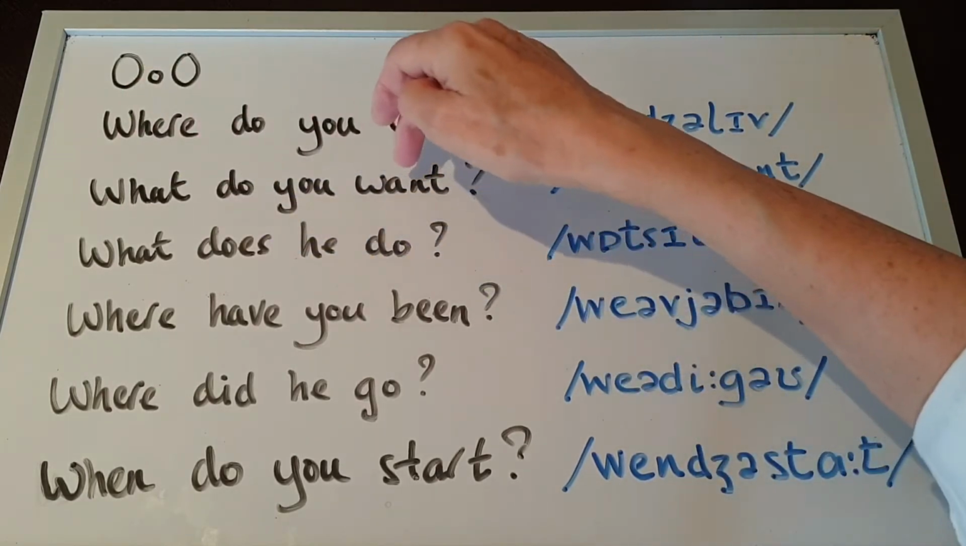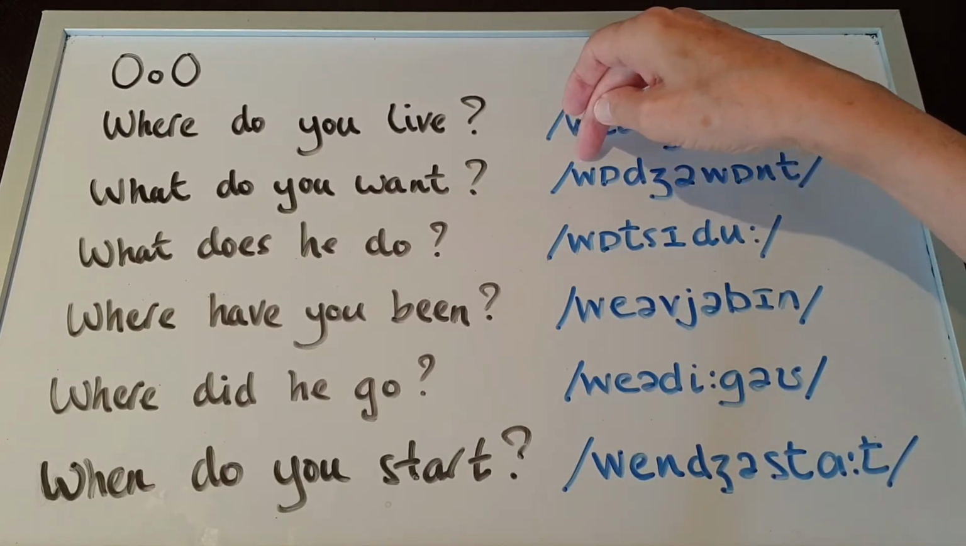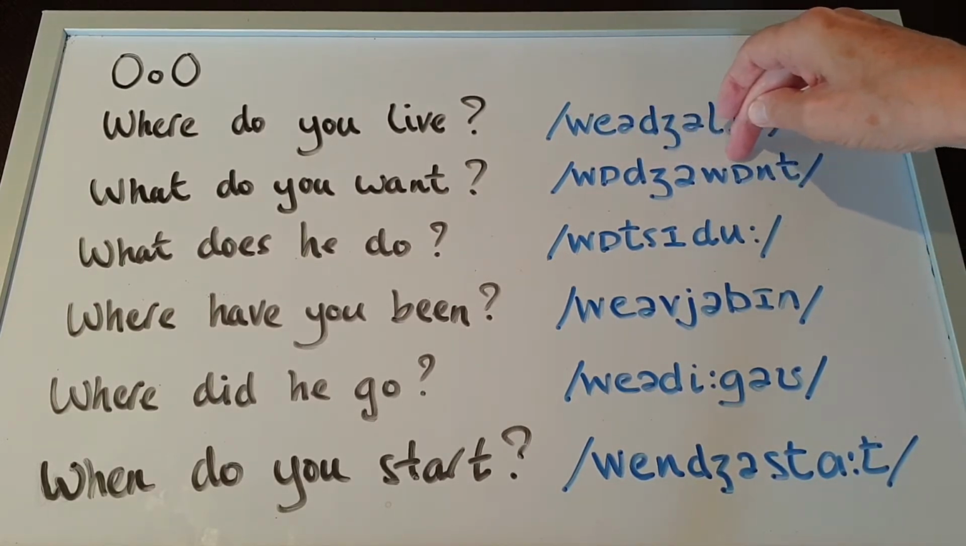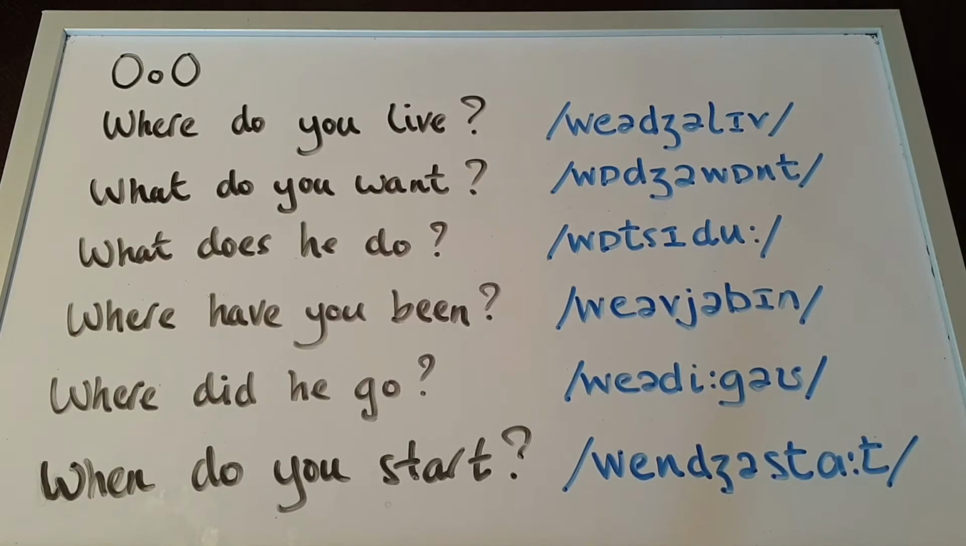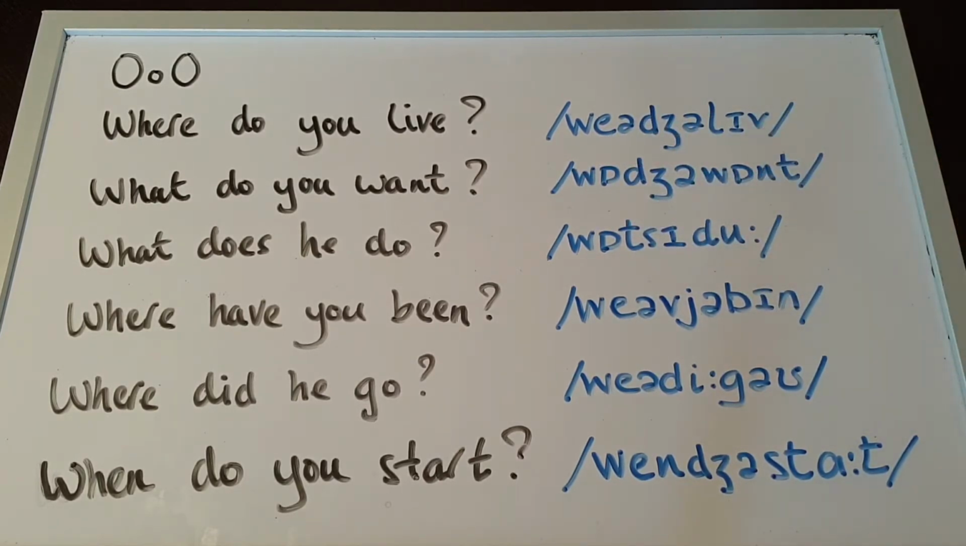What do you want? In natural spoken English, we don't say, what do you want? We say, what do you want? Look at the third example, third one. What does he do? In normal spoken English, what's he do? What's he do?